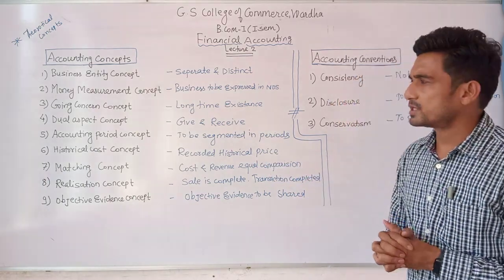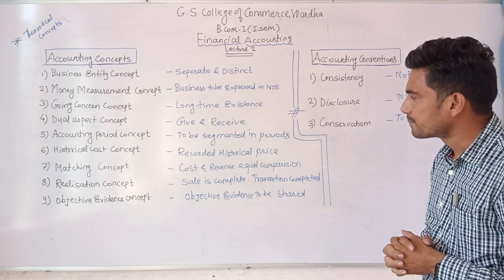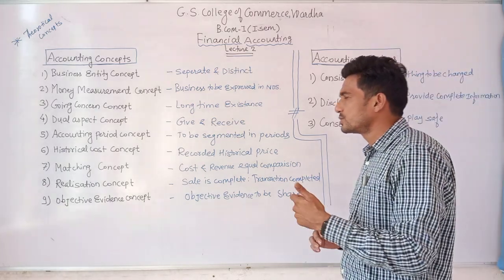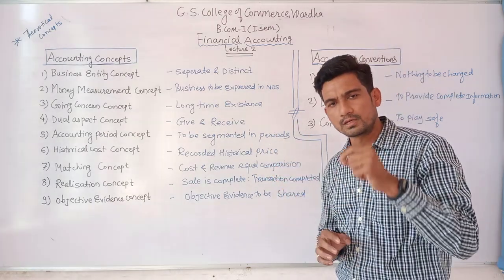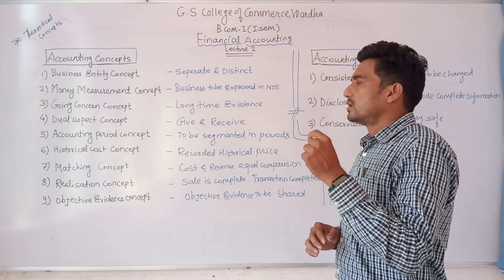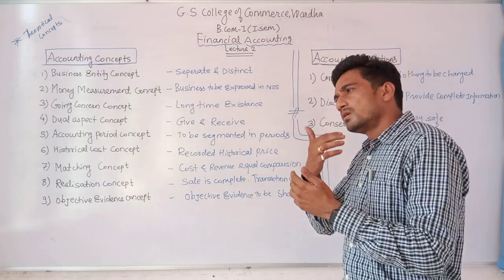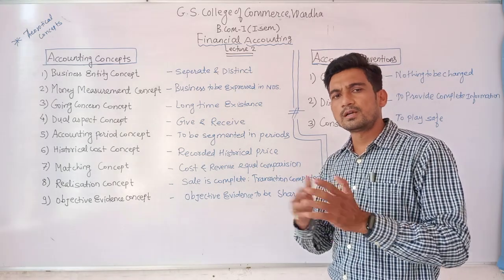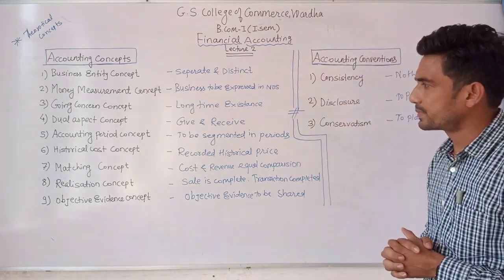Otherwise, if there are just givings and no receiving, it can be problematic. So there should be give and receive. That is called the dual aspect concept, the dual recording concept. When a person gives something, he should receive something, and then you can maintain the accounts properly. That is called the dual aspect concept.